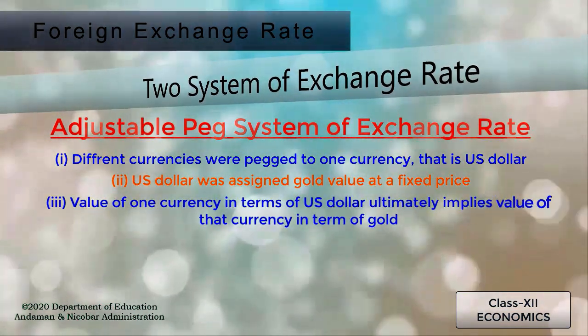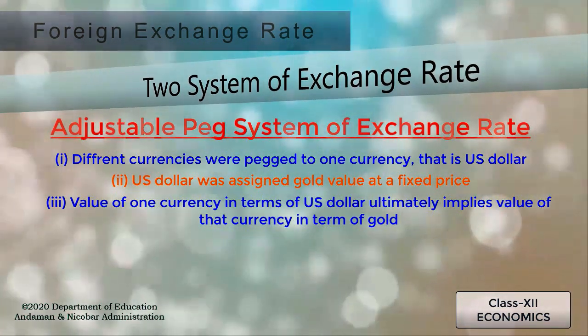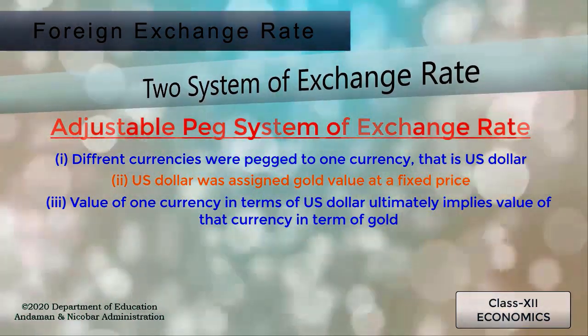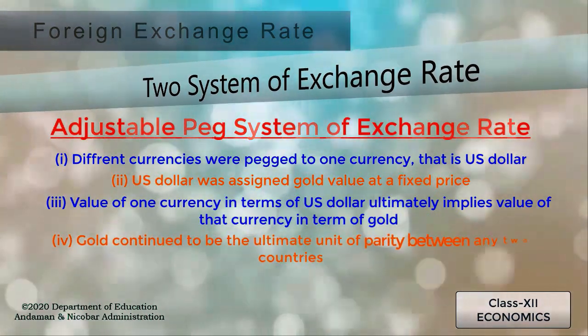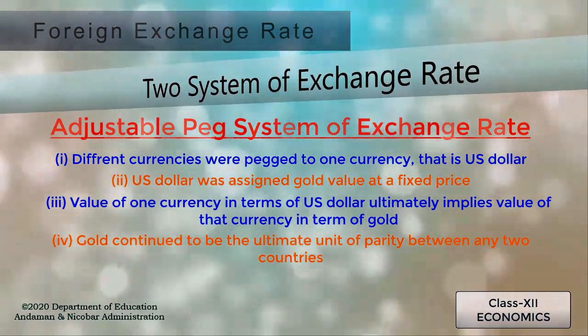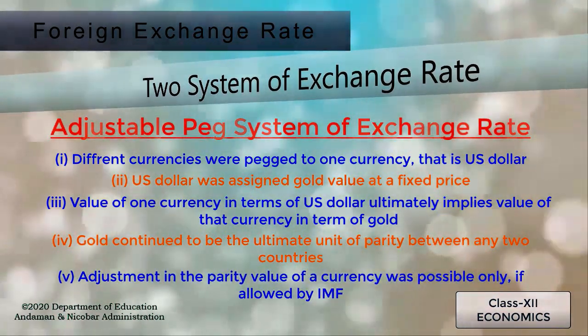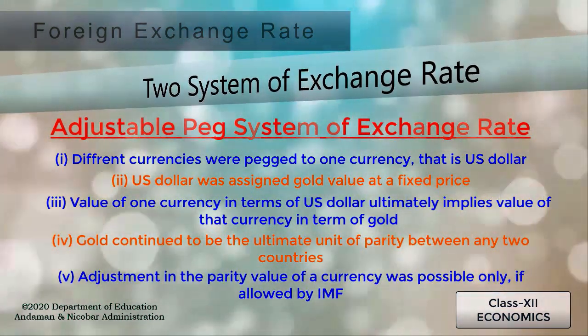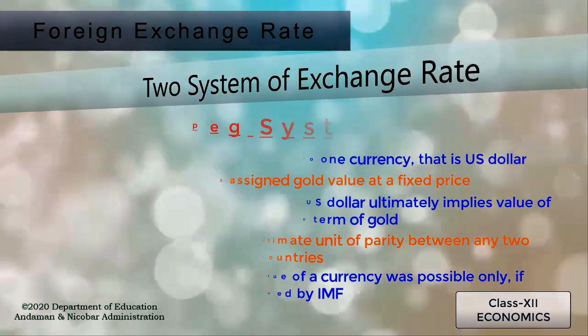Then the value of a currency in terms of US dollars ultimately implied the value of that currency in terms of gold. Gold continued to be the ultimate unit of parity between any two currencies. And lastly, as I told you, adjustment in the parity value of a currency was possible only if allowed by the IMF, that is the International Monetary Fund.